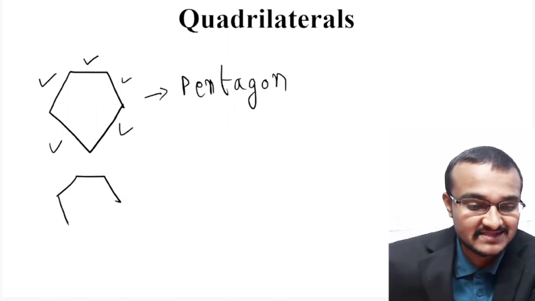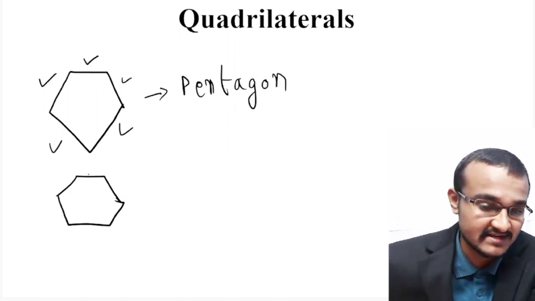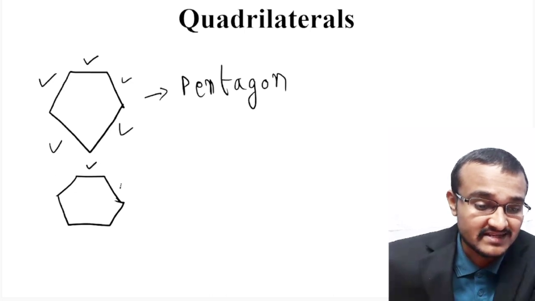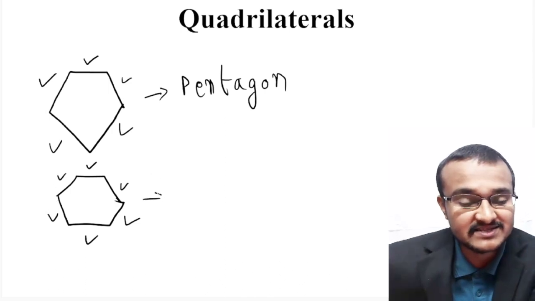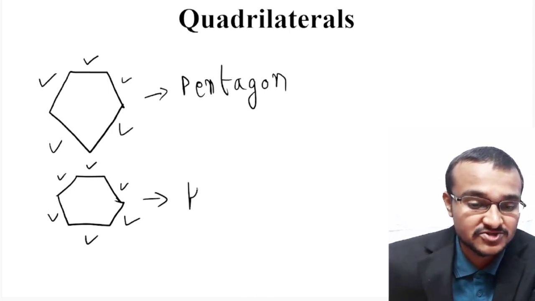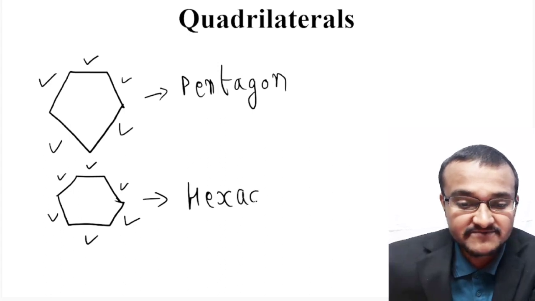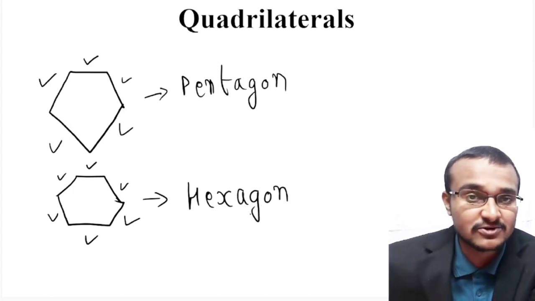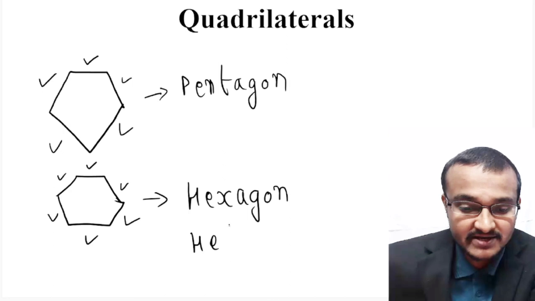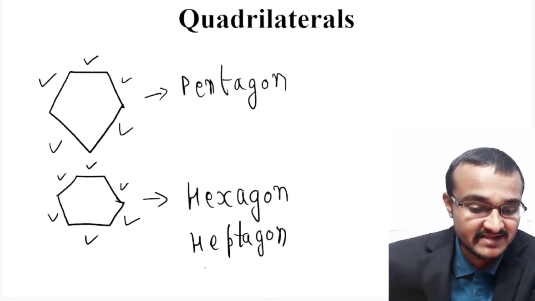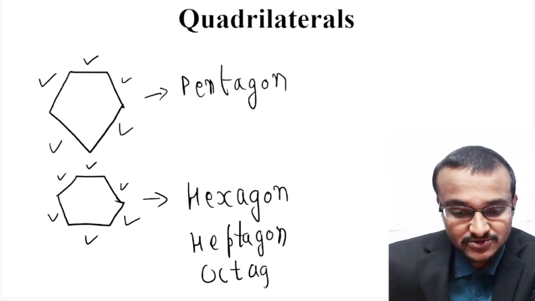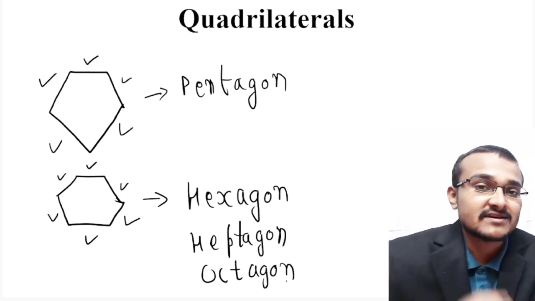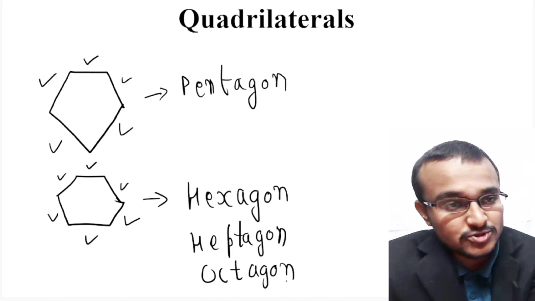Similarly, if we have six line segments in a closed curve, then such polygons are known as a hexagon. Here you can see 1, 2, 3, 4, 5, 6 line segments are forming a closed curve. So this is a hexagon. If seven line segments are forming a closed curve, then it is known as a heptagon. If eight line segments form a closed curve, then it is known as an octagon. Then it is known as a nonagon. Then it is known as a decagon, and it goes on like this.